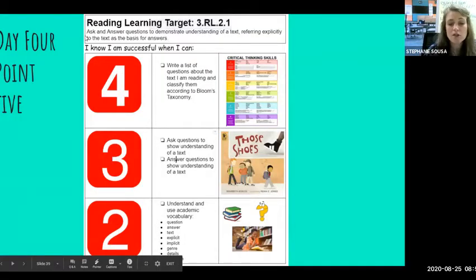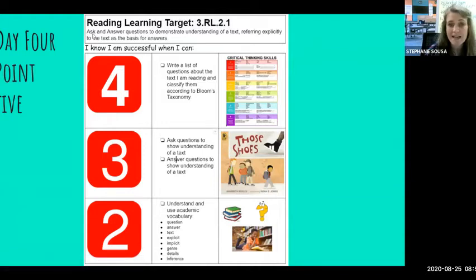So remember, this is our standard that we're working on. The state has asked us to ask and answer questions to demonstrate understanding of a text, referring explicitly to the text as basis for answers. And this is a very good skill because you'll use this the rest of your life, no matter what you read, if it's something for a job, if it's something that you enjoy, if it's for a book club that you're in, if it's for instructions on how to put something together, you will have questions about it. And you'll be thinking about how to find the answer to those questions. So this is a very important life skill.